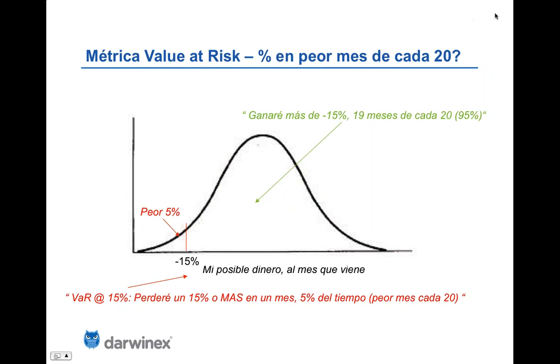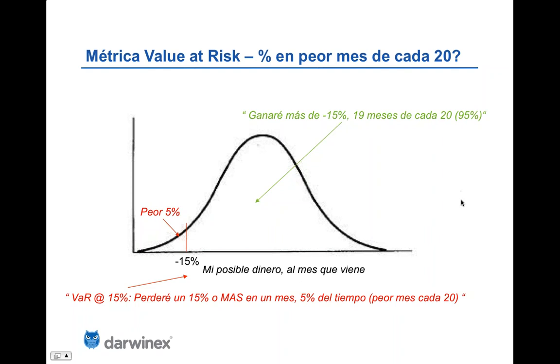And unfortunately, this is all in Spanish because I've lost the presentation that I had in English. That's the delay that we've had. But what I can say is, when it comes to value at risk, if I plot the distribution of my equity 1 month from now, if I have a VAR of 15%, then there is a 5% probability that I will lose 15% or more of my equity over the next month. And there's a 95% probability that I will make more than minus 15%, 19 months out of 20, which is 95% of the time. And that's how VAR comes about.